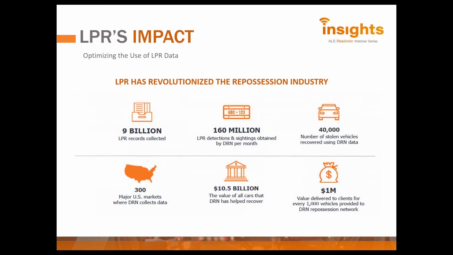The DRN network has been used to recover over 40,000 stolen vehicles. Total recovery value has exceeded $10.5 billion for all the cars that have been recovered using the platform, and that equates to about $1 million of recovery value per 1,000 vehicles that are placed into the system. So its impact has been huge.